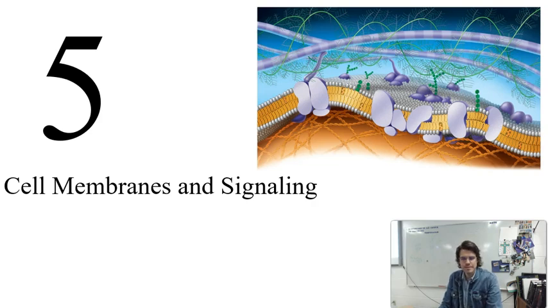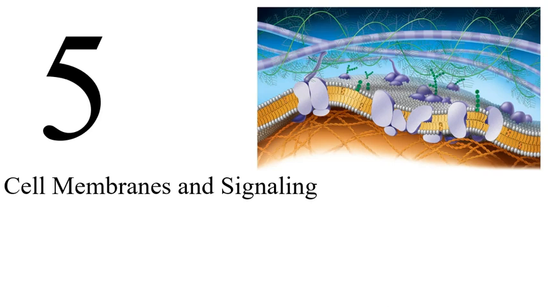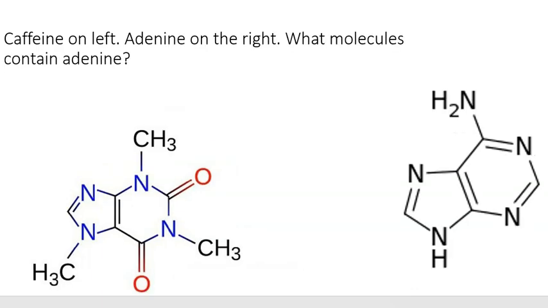This is going to be about cell membranes and signaling. It's a great chapter. We're going to have a lot of fun with it in class, discussing hot topic issues like caffeine, how different drugs and medications affect the body, and all about communication in the plasma membrane. It's very impressive. So without further ado, let's jump into Chapter 5.